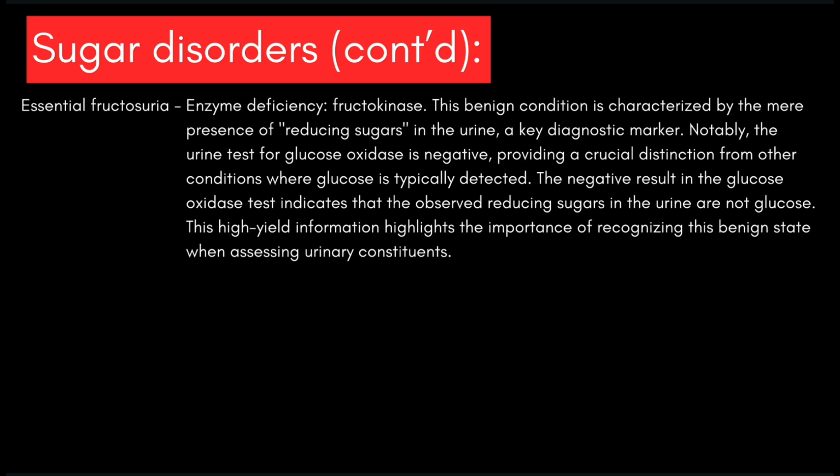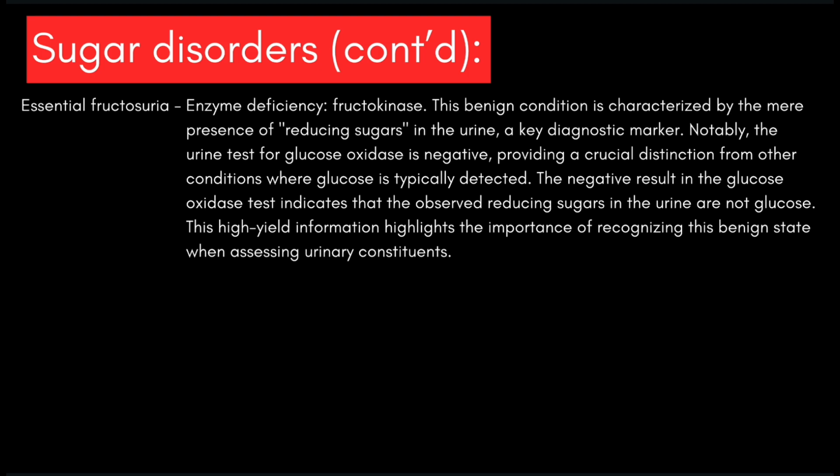Moving on, we have essential fructosuria. The main enzyme deficiency observed in essential fructosuria is with fructokinase. This benign condition is characterized by the mere presence of reducing sugars in the urine, a key diagnostic marker.